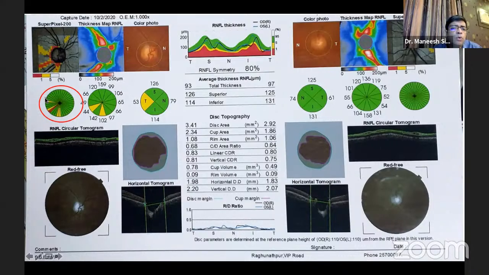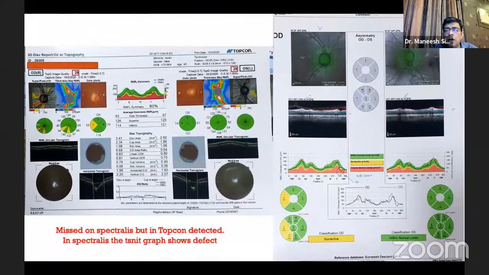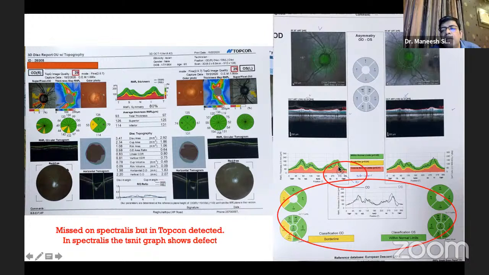When you saw the TopCon report, there was inferior thinning, which actually appeared to match the clinical finding. So we went back to the Spectralis report, and what we found was that although in the clock hours everything is mostly green, with very little temporal or borderline thinning, if we see the TSNIT graph, definitely at one point it was dipping into the red area, which matched your TopCon finding. So again, don't just go by the clock hour. You have to see the TSNIT graph also, because some localized defects can be seen on the TSNIT graph which can be missed on the clock hours, because clock hours give you averaging.